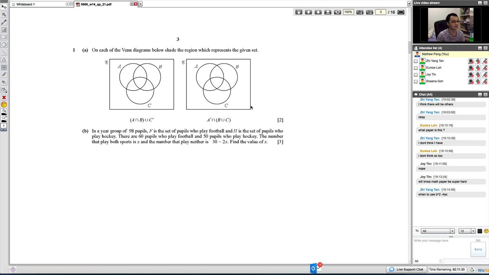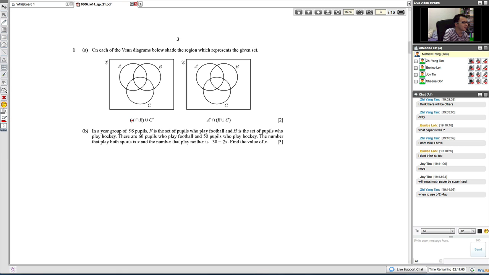Okay, so today we're going to discuss paper 2. The first question is on sets. On each of the Venn diagrams below, shade the regions which represent the given set. So you will need to shade the part you want. What we do first is work out whatever is inside the bracket first, definitely.